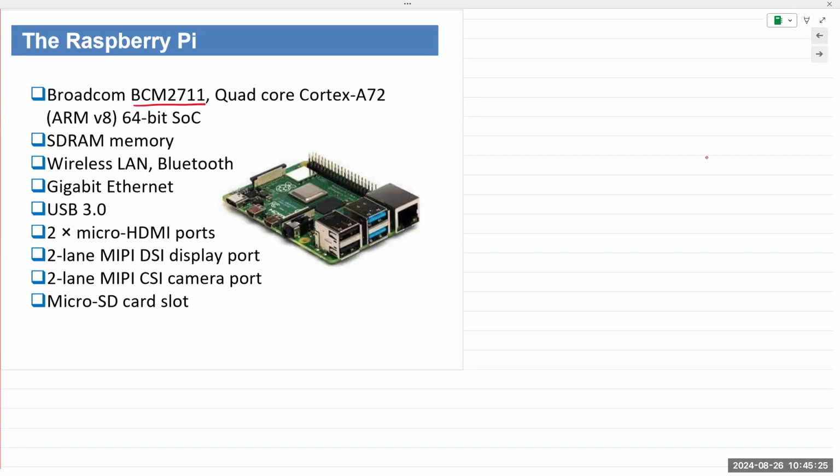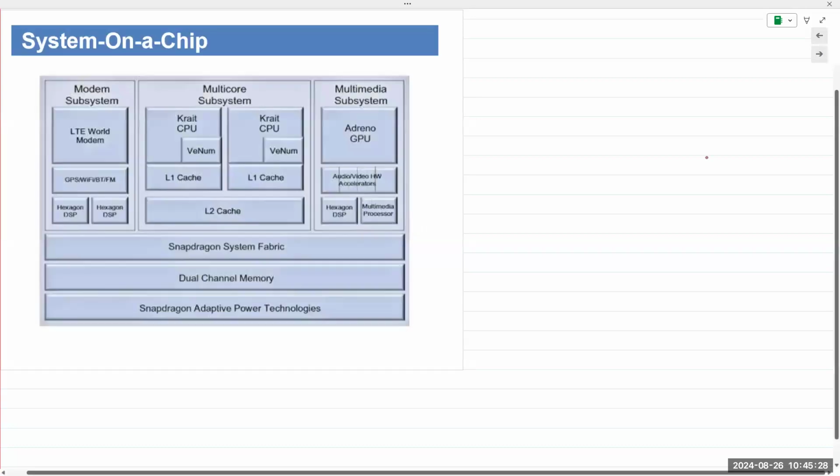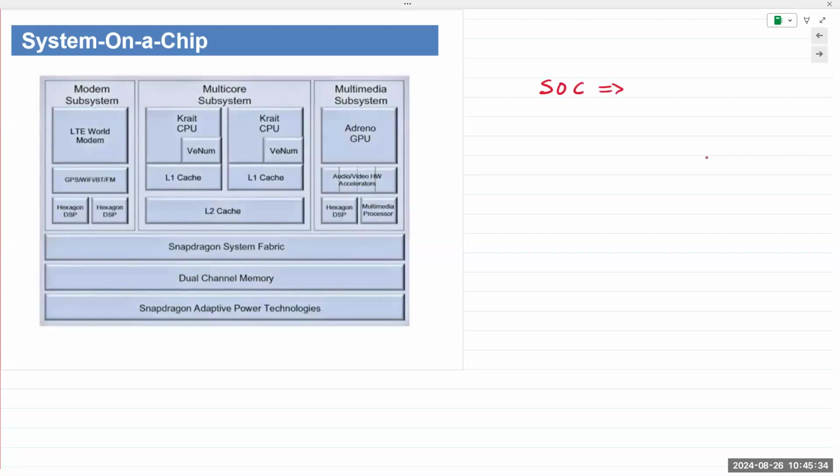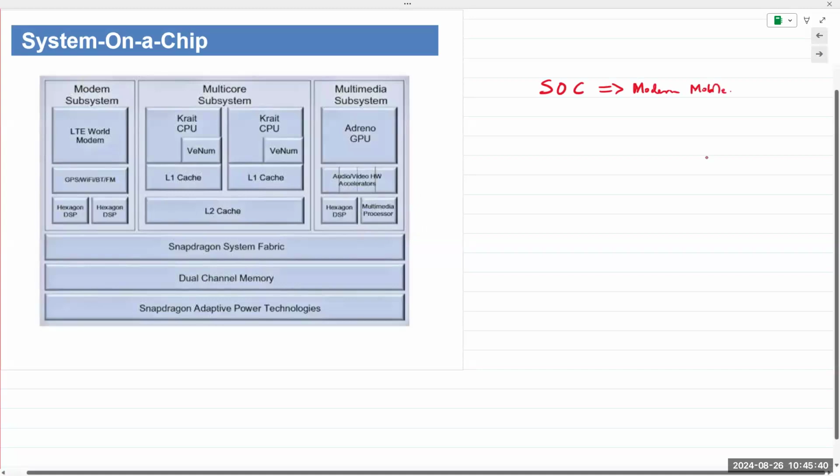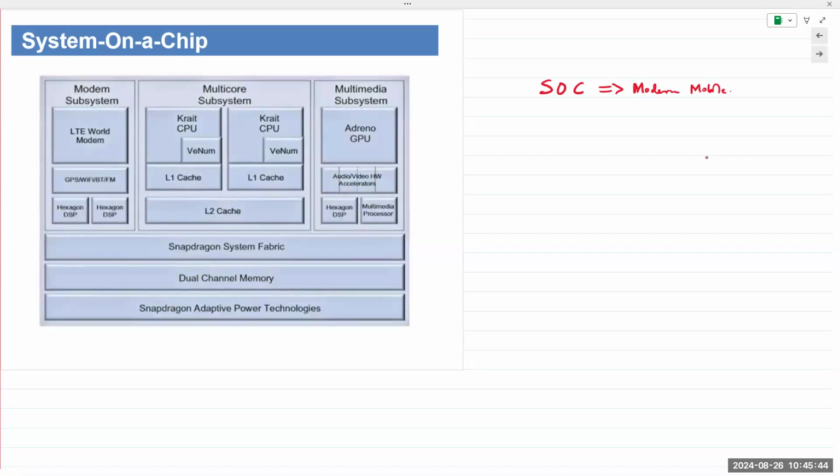And then lastly, I just wanted to talk about system on a chip, SoC. SoC is another word that you may have seen thrown around in modern mobile devices. And SoCs are so called because it incorporates a lot of the external devices onto one single chip itself.